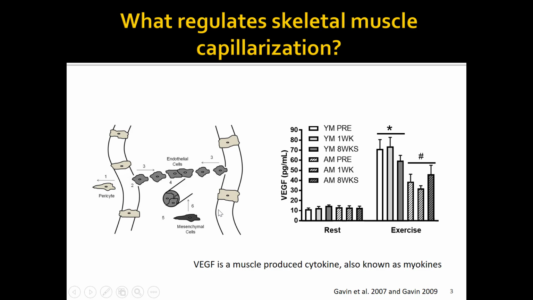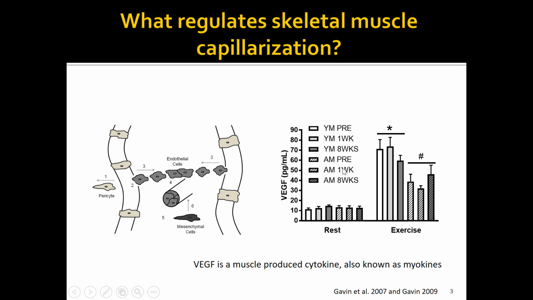We know that there are growth factors and other factors that are involved in this process. We have done extensive studies investigating the regulation of and the importance of one of these, vascular endothelial growth factor, VEGF, in the response at rest, with aging, with other chronic diseases, and in response to exercise. VEGF is a muscle-produced cytokine. It's produced by many cells, including muscle. And when it's produced by muscle and released, these are known as myokines.